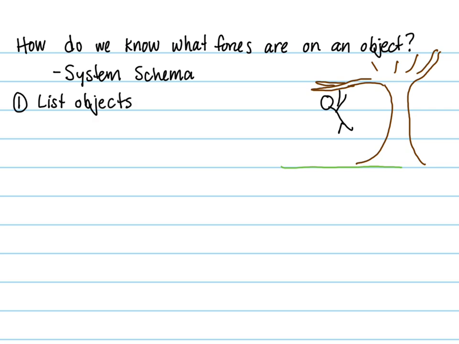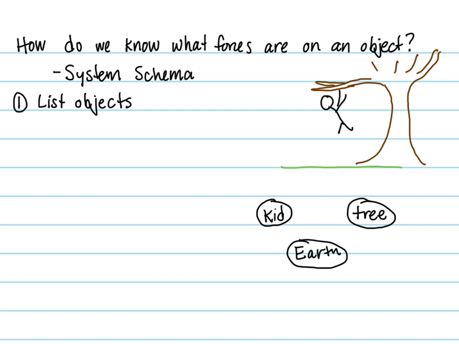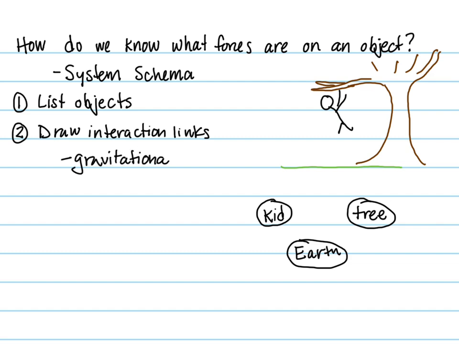So in this case, we've got three objects that I see. We have the kid, and we have the tree, and we have the earth. So those are our three objects. The next step is we're going to draw something called interaction links. We can have one link for each type of interaction between objects, if that interaction is happening, right?